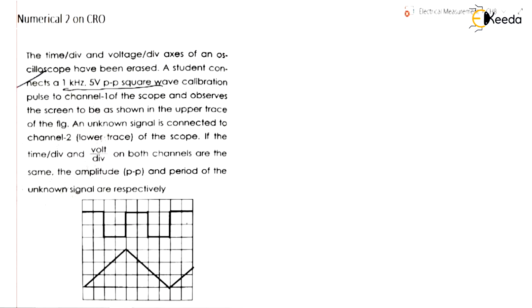This upper trace is showing the 1 kilohertz, 5 volt peak to peak square wave, right? Next, an unknown signal is connected to channel 2, the lower trace. This is the unknown signal we are having.